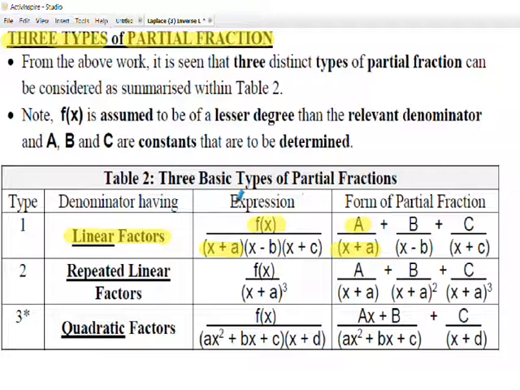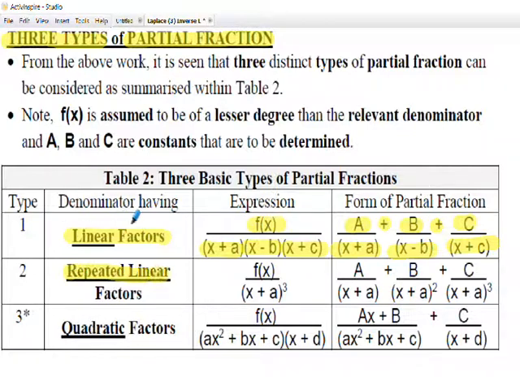If I had another bracket, the x minus b, then we would have plus b over x minus b as a second partial fraction. And if we have a third bracket, x plus c in this case, we would then have plus c over x plus c. So for three linear brackets, we have three partial fractions. If we only had two linear brackets, we would have just two partial fractions.